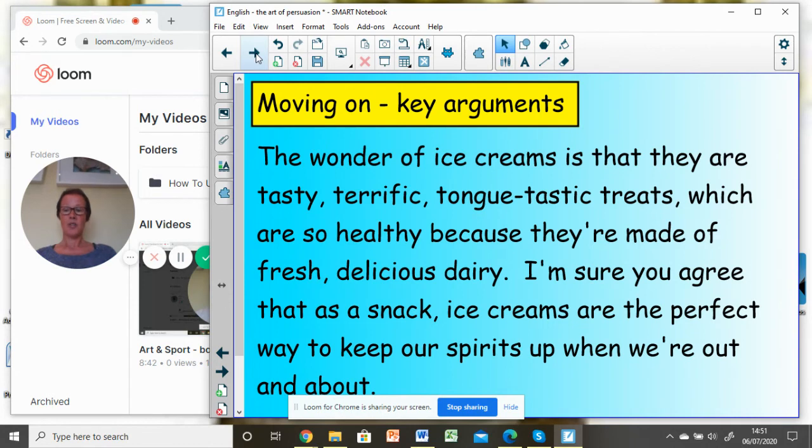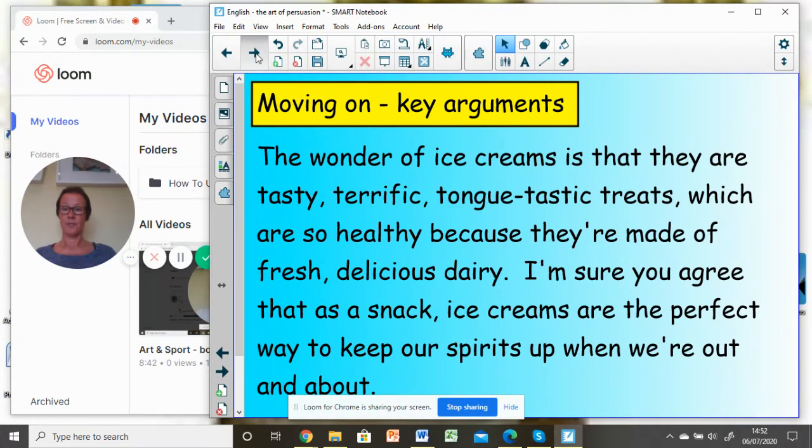Can you see some more positive language? You might have spotted the wonder of ice creams, perfect way, spirits up. These make you feel really positive about ice creams. Can you see my persuasive phrases? I've just chosen one here: I'm sure you agree. Now, I'm using all the techniques that I can think of to make you want to buy me an ice cream.